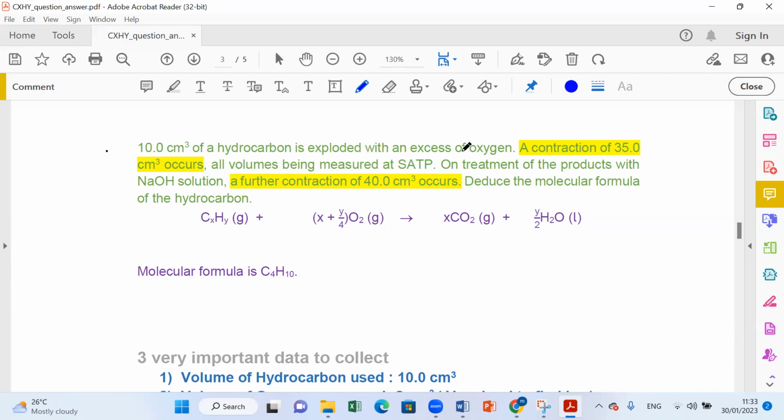So you have a first contraction of 35. That means a contraction of 35 cm cube occurs. And then after that, they say on treatment of the product with sodium hydroxide, there is a further contraction of 40 cm cube.